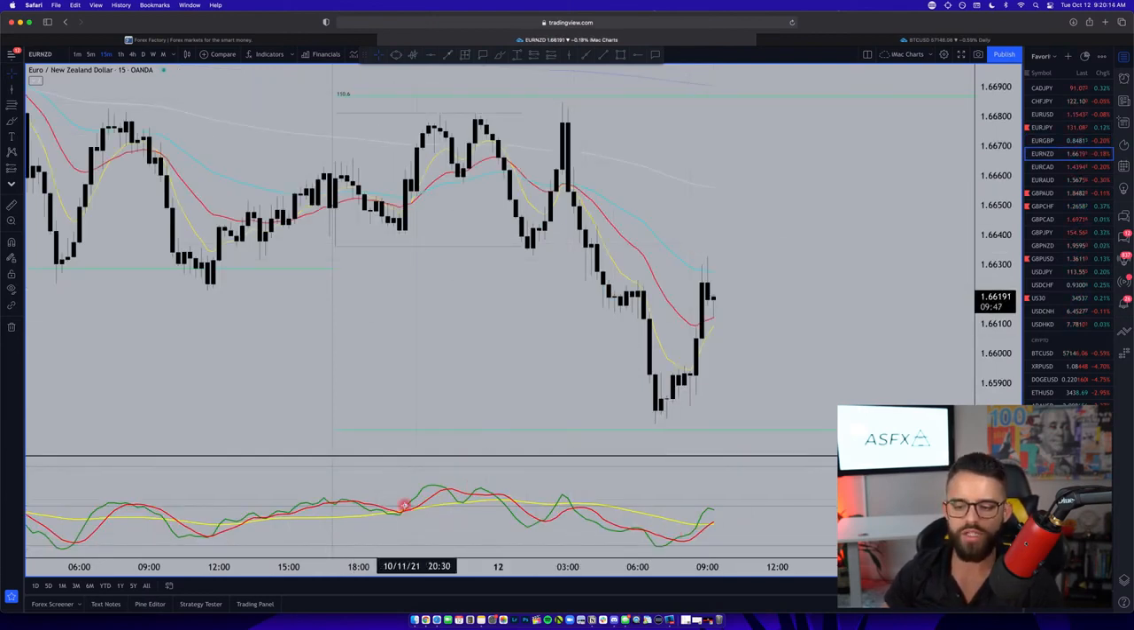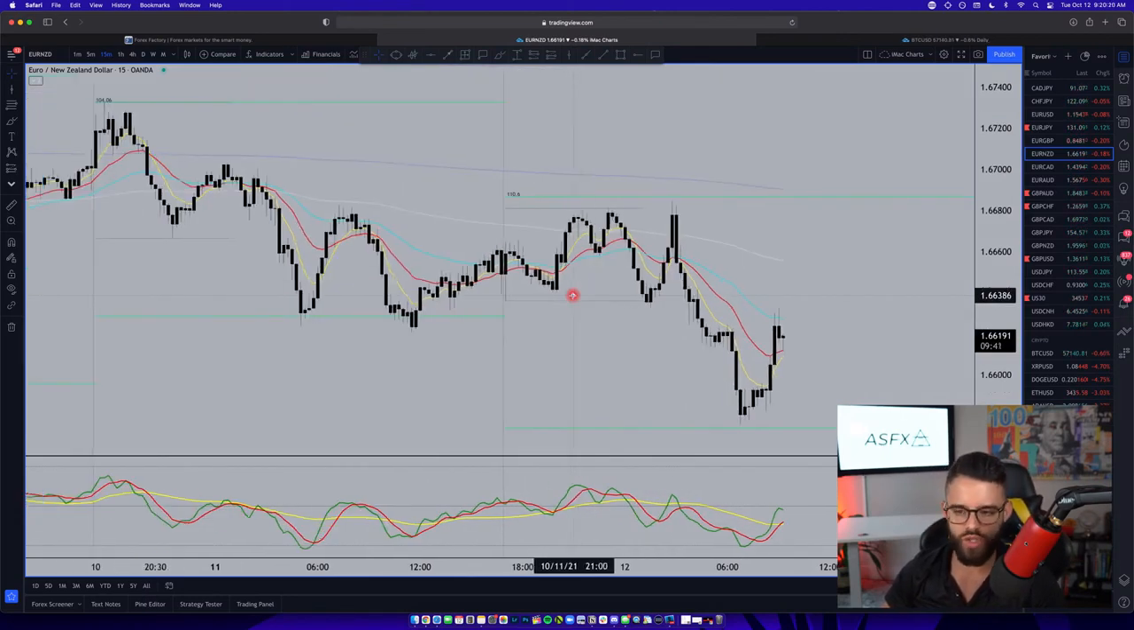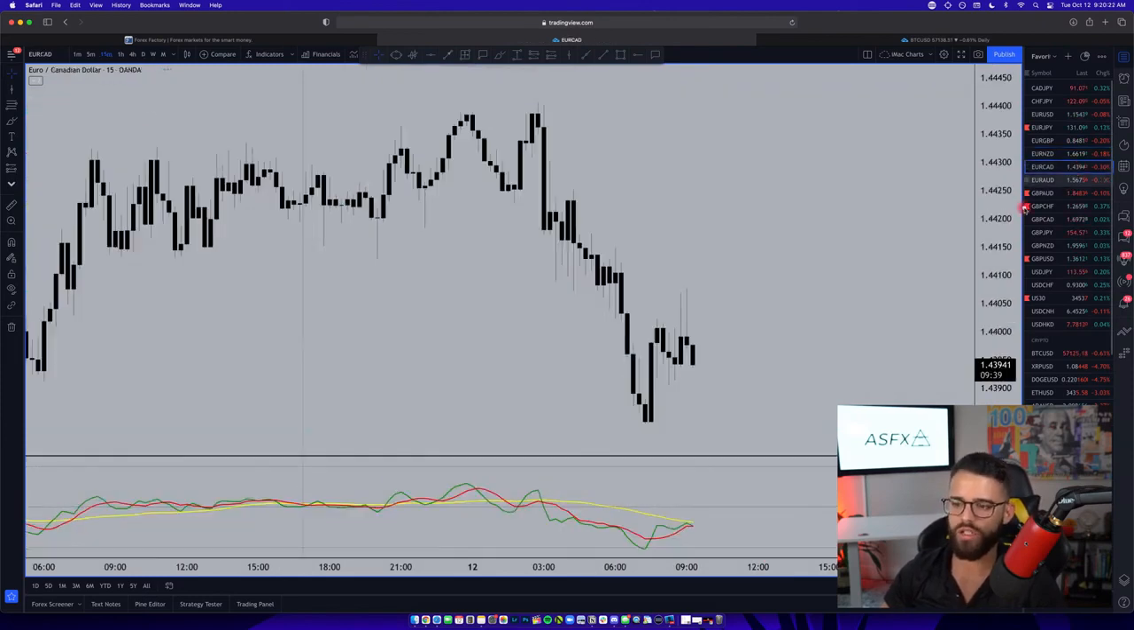See how it touched both lines? And look at the market sentiment line. Indecisive. Sell zone into buy zone into sell zone. Very indecisive. Not interested in trading that today. So that's not on the watch list.